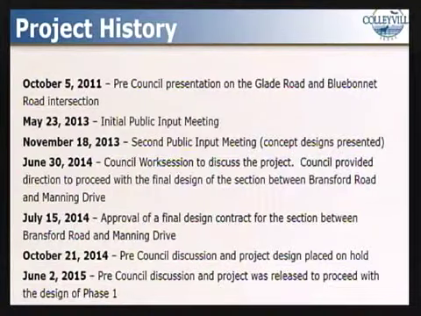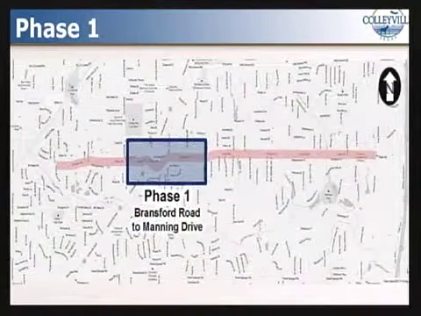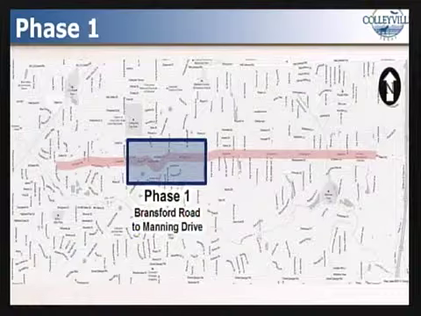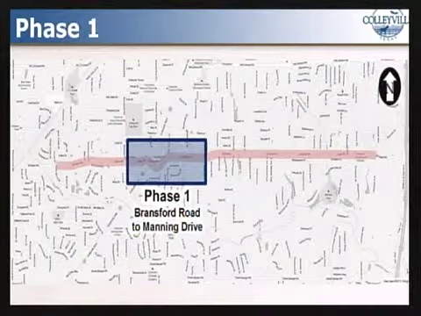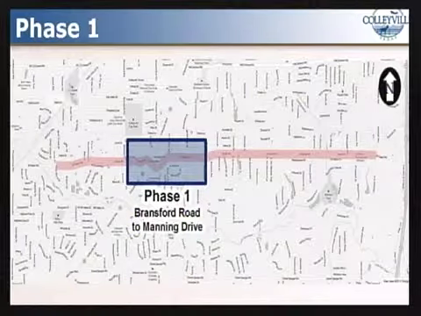An engineering consultant was brought on board, and the initial public meetings were held in 2013. And after multiple work sessions with City Council and the design consultant, it was decided to proceed with the first phase of the corridor. That's the section between Branford and Manning. You can see the limits of the initial phase here. This is the section between Branford and Manning and represents about 1/4 of the corridor.